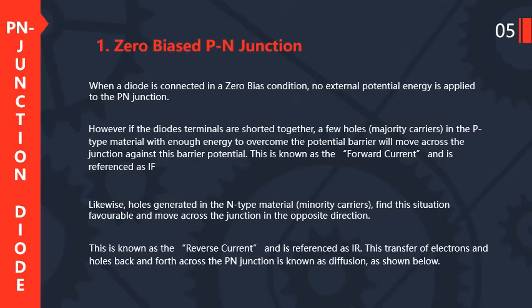This is known as the reverse current and referred to as IR. This transfer of electrons and holes back and forth across the PN junction is known as diffusion, as shown below.